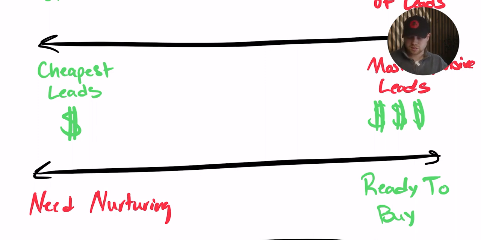And then the people who are the VSL leads, they're typically, from what we found, more ready to buy. So they don't need as much nurturing. They know they have a problem. They've been suffering for a while. They have a lot of pain and they're ready to move forward.